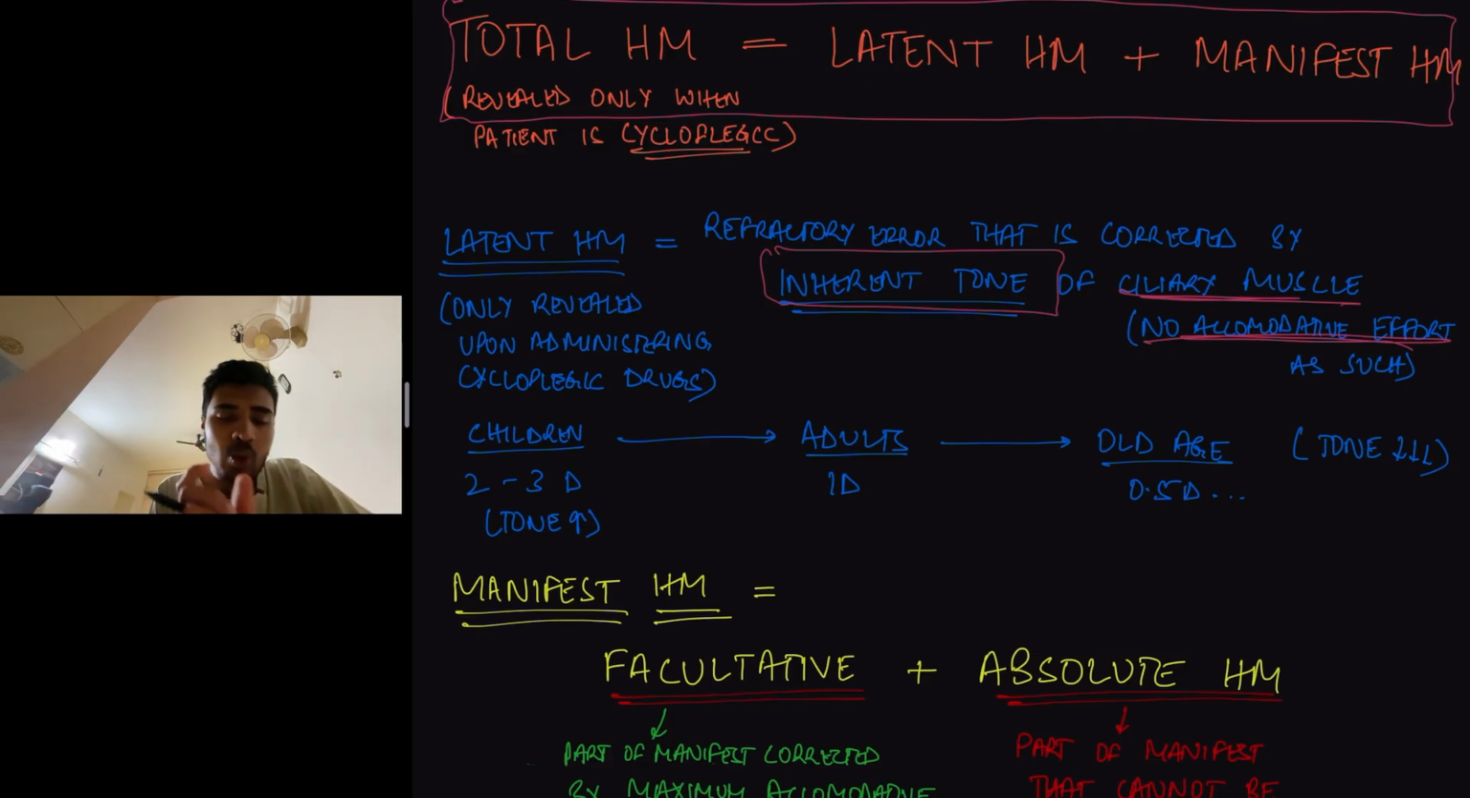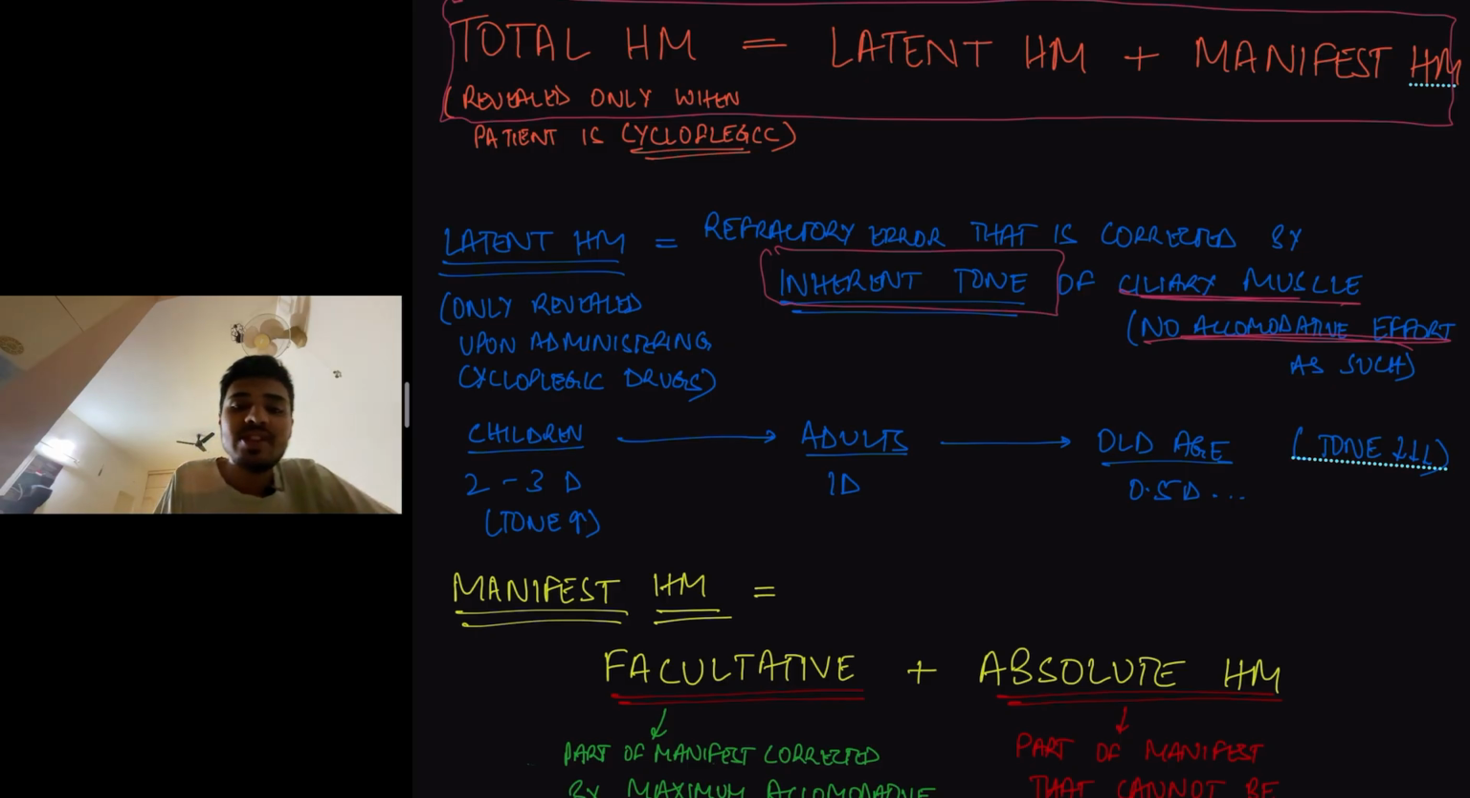So the degree of refractive error that is corrected by the inherent tone of the ciliary muscle without any accommodative effort. The patient is not doing anything, there's no accommodation reflex taking place. It's just that the tone of the ciliary muscle itself is correcting some amount of the hypermetropia. Now, how can you reveal this latent hypermetropia? A patient comes to you in the OPD, you cannot see the latent hypermetropia. Why? Because his inherent tone of the ciliary muscle itself is overcoming it.